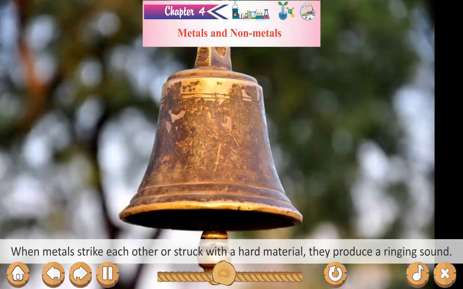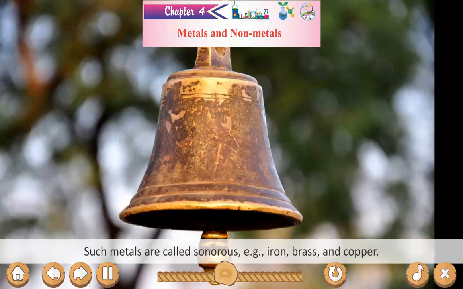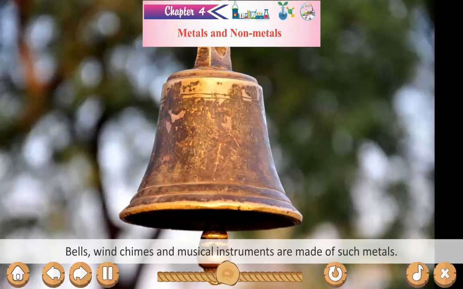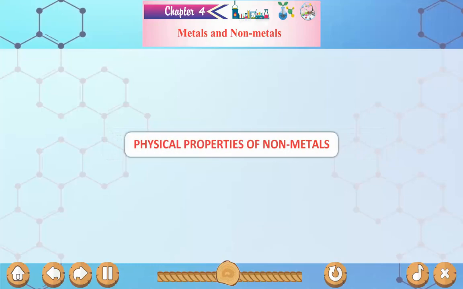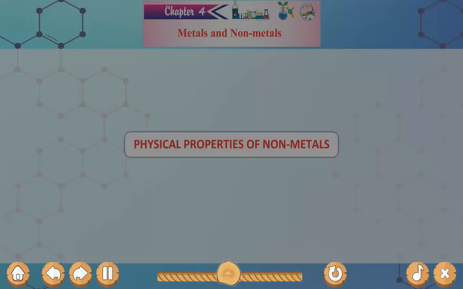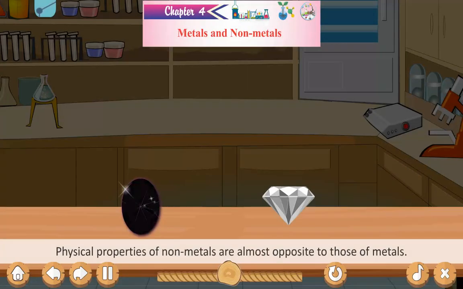Sonorous. When metals strike each other or strike with a hard material, they produce a ringing sound. Such metals are called sonorous. Example, iron, brass and copper. Bells, wind chimes and musical instruments are made of such metals. Physical properties of non-metals. Physical properties of non-metals are almost opposite to those of metals.